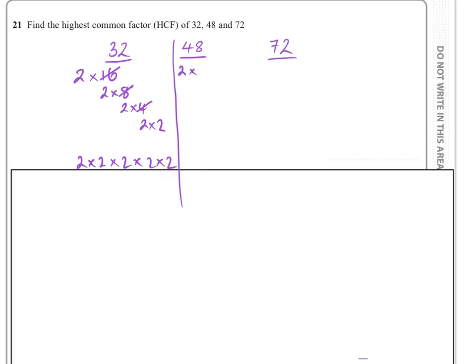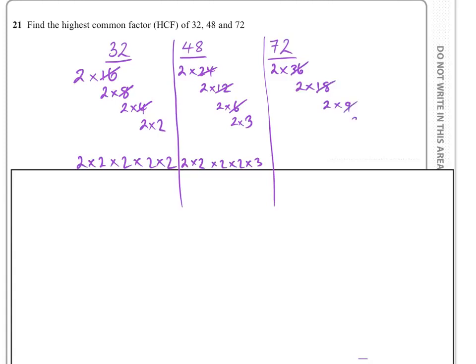48, well, that's 2 times 24. And 24 is 2 times 12. And 12 is 2 times 6. And 6 is 2 times 3. So we end up with 2 times 2 times 2 times 2 times 3. And that's for 48. For 72, that's 2 times 36. 36 is 2 times 18, which is 2 times 9, which is 3 times 3. So we end up with 2 times 2 times 2 times 3 times 3.